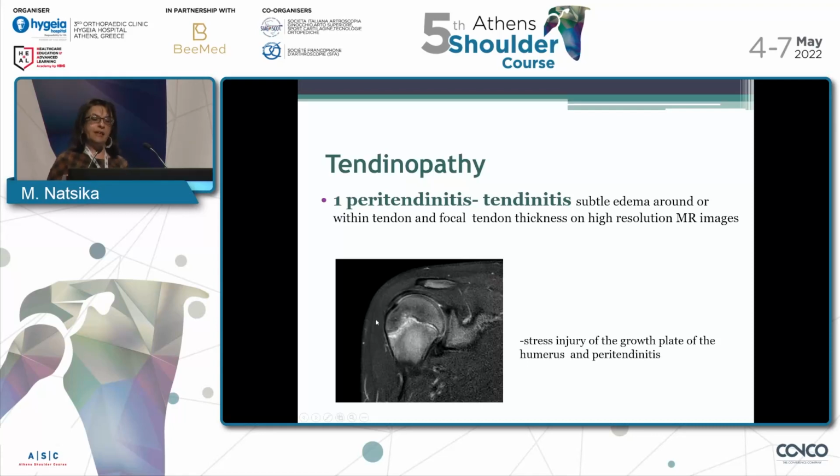Here we have an adolescent, he's an athlete, and we have this edematous interstitial tissue in the rotator cuff, and very, very subtle peritendinous edema. We don't have findings of tearing, but the main finding of this athlete is the stress injury through the growth plate of the humerus. So this is an accompanying finding, it's not the primary finding that we have.